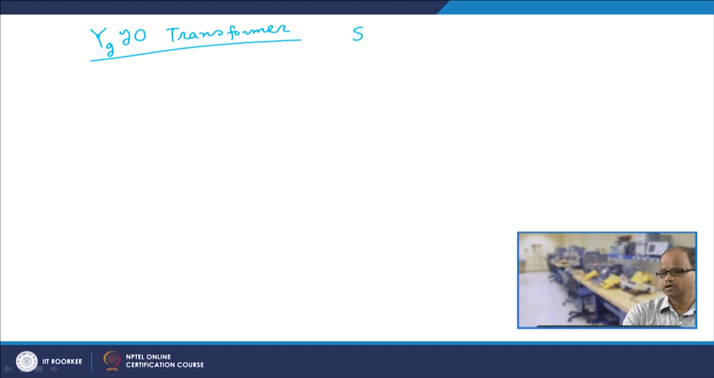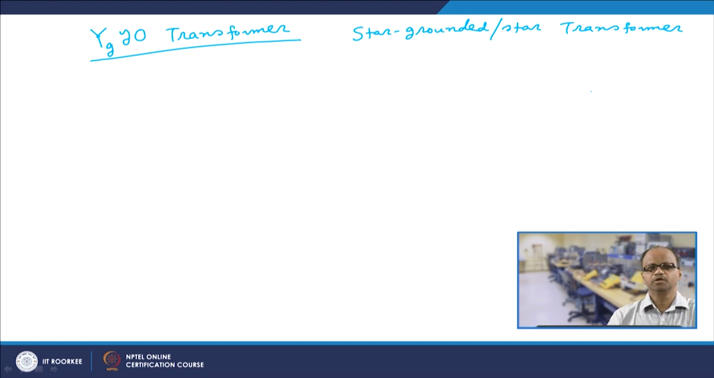So, it is a YGY0 transformer. That means it is basically a star grounded, star transformer, and there is no phase difference between the phase A voltage of the primary side and the phase A voltage of the secondary side. So, then we again draw.